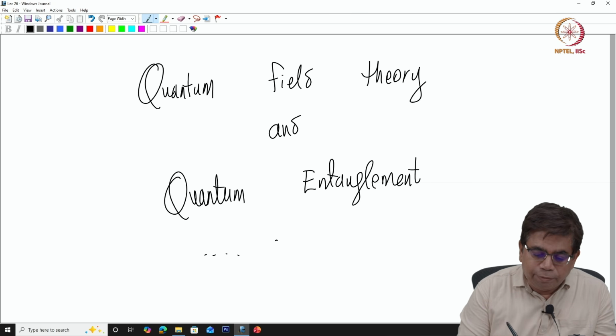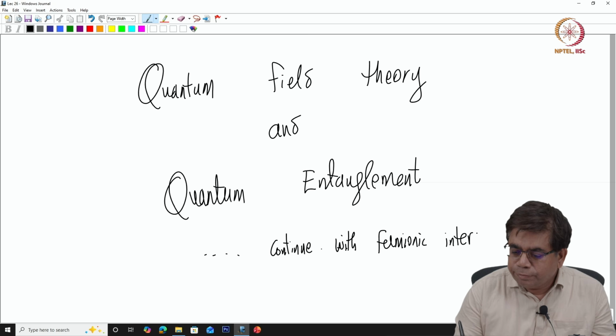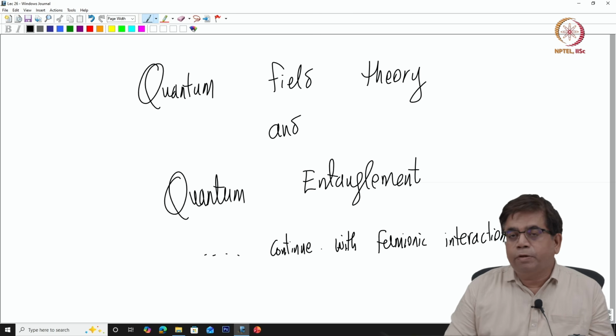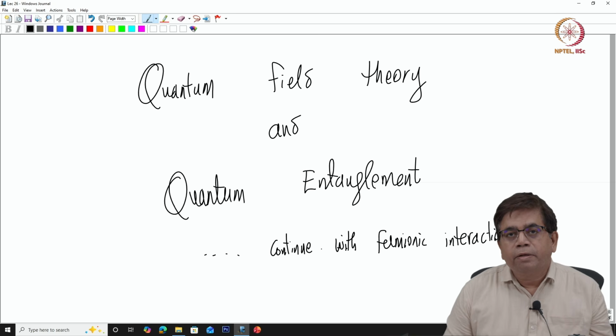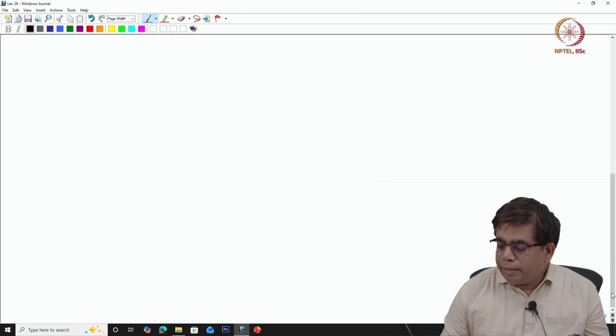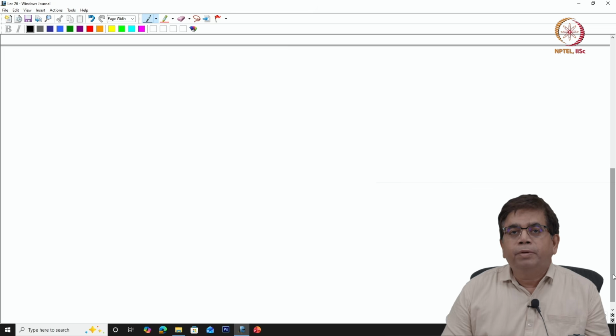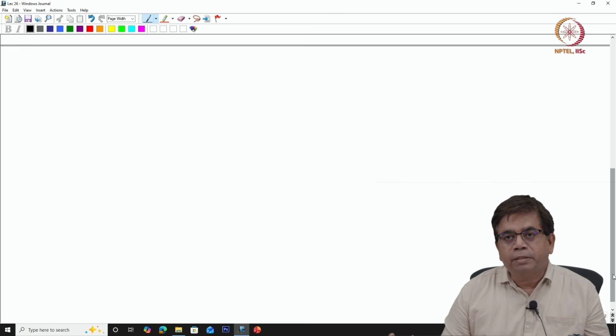So, today we will continue with the fermionic interactions. The first simple example which we did was the Lagrangian of the Yukawa theory. We wrote down the Lagrangian for the Yukawa theory, and then we computed psi-psi to psi-psi scattering purely from the Dyson series and Wick's theorem.